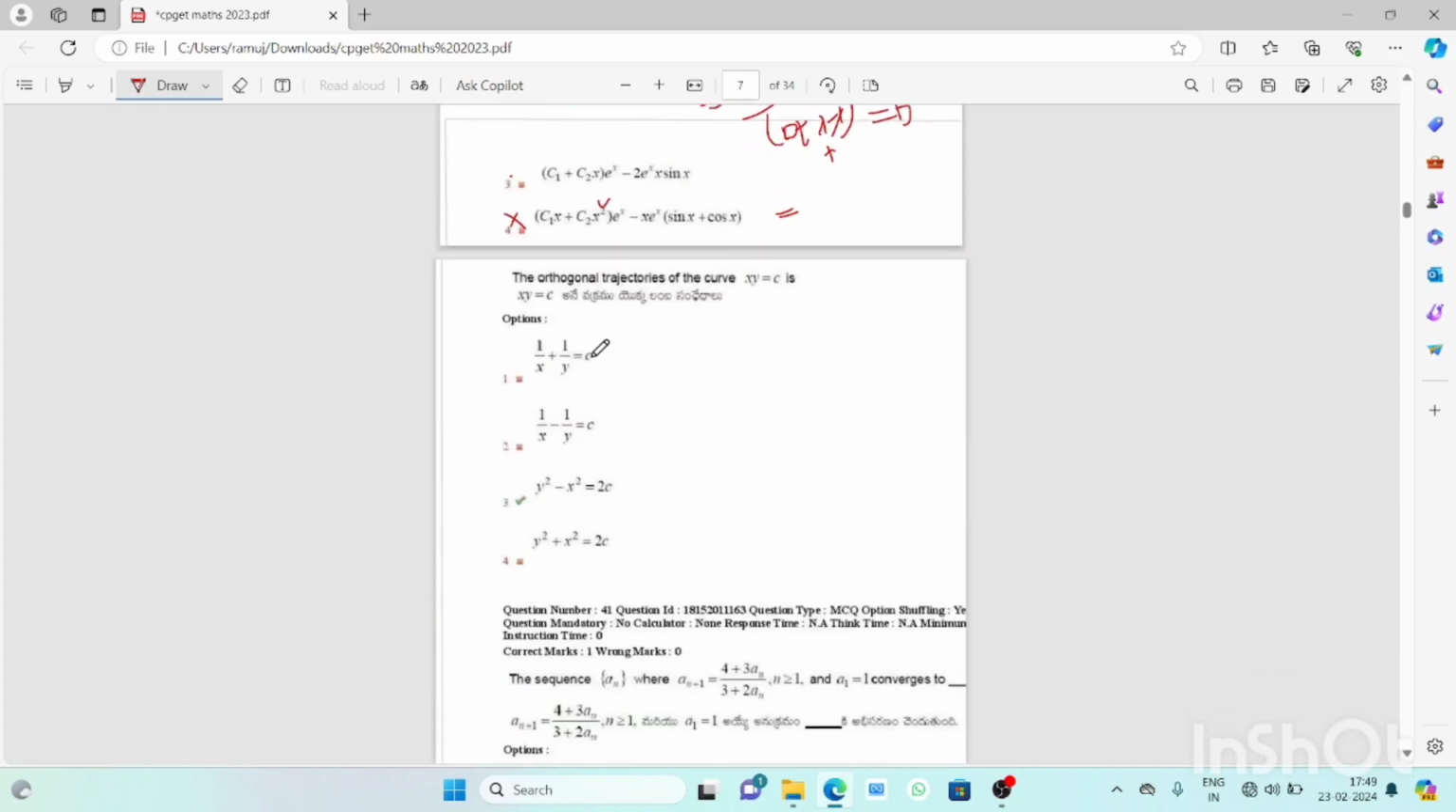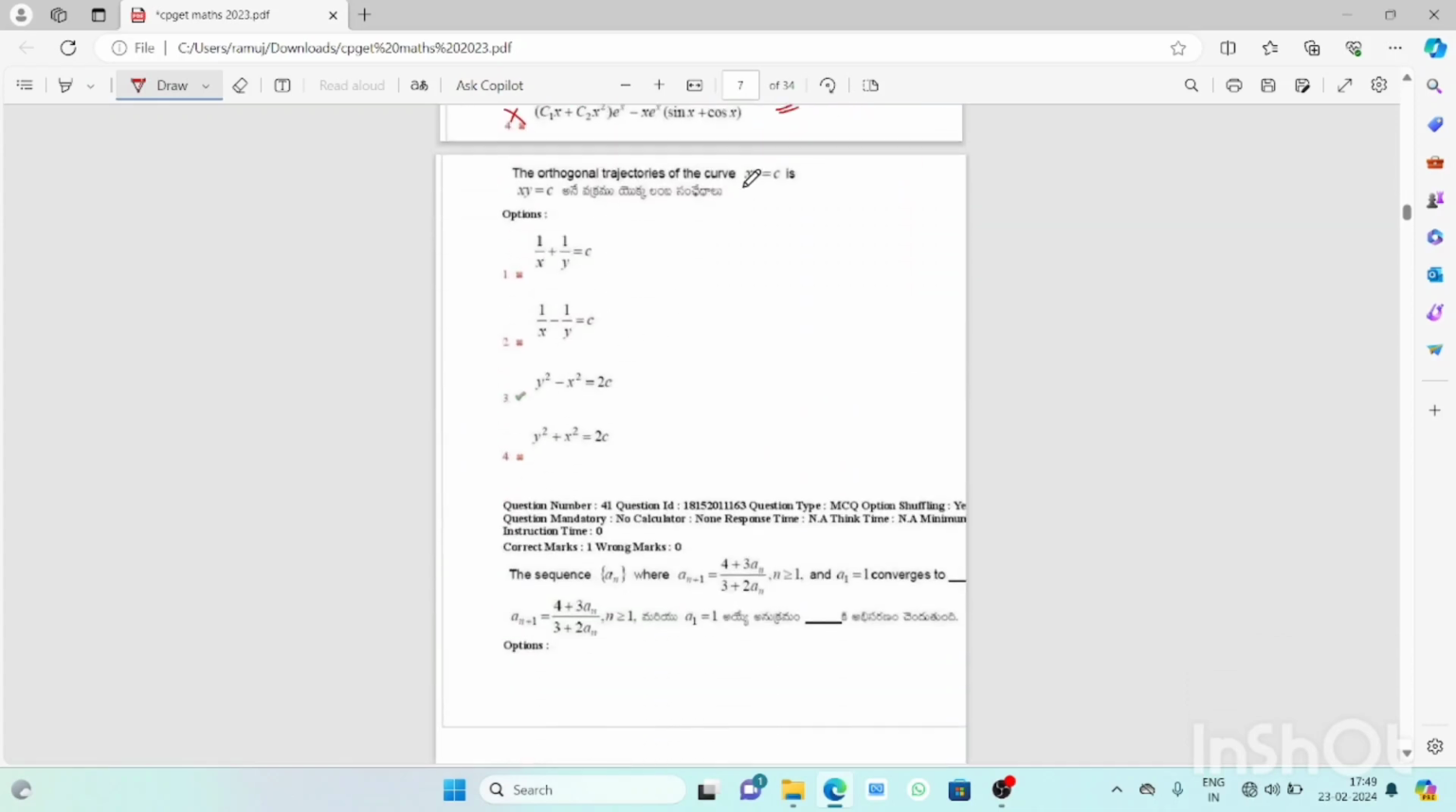For the 39th question, the orthogonal trajectory of the curve. This question is very simple, I will tell you how to proceed. First of all, we have to differentiate the given curve, that is x y is equal to c. If you differentiate, we get y plus x into dy by dx is equal to 0. This is the constant term, so c goes to 0, and we need to find the value of dy by dx.